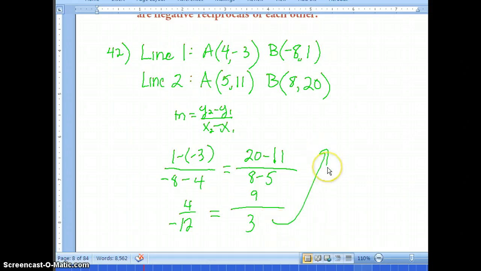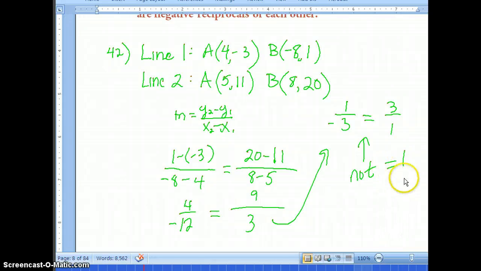So I'm just going to put this over here. So when we reduce these, we have negative 1/3 on one side. And on the other side, we have 3 over 1. And as you can see, these are not equal. So it's not a parallel situation. However, they are opposite reciprocals. The reciprocal of 1 over 3 is 3 over 1, and they're opposite signs. So these two lines are perpendicular. Now the symbol for perpendicular is an upside down capital T. Line 1 is perpendicular to line 2.